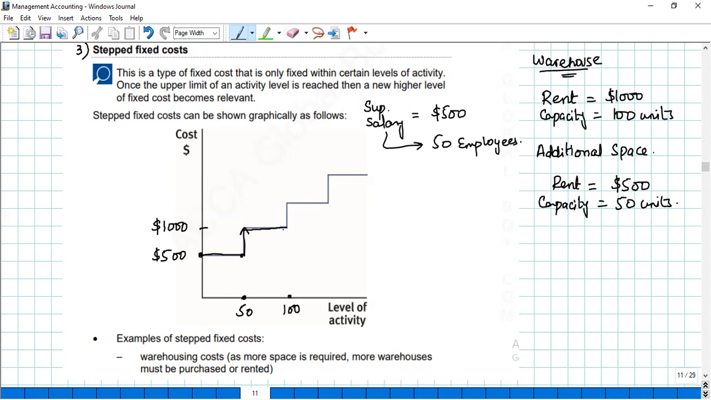In this way, again, when your employees exceed 100, you have to hire another supervisor, and there will again be a step up in the cost. Such a type of cost is known as step fixed cost.